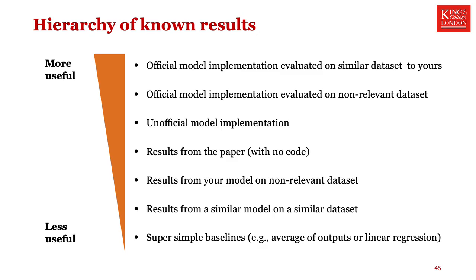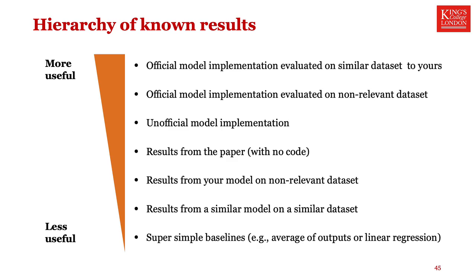The next level down is the results of a paper, where the paper doesn't provide any code. You should trust the results of a paper, but it's always very hard to know exactly what the authors have done, because obviously papers have a limited number of pages and implementation details can make a huge amount of difference in the performance of models.